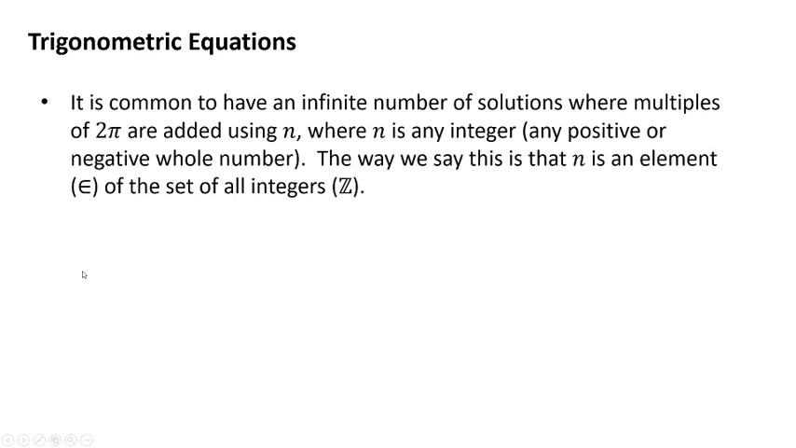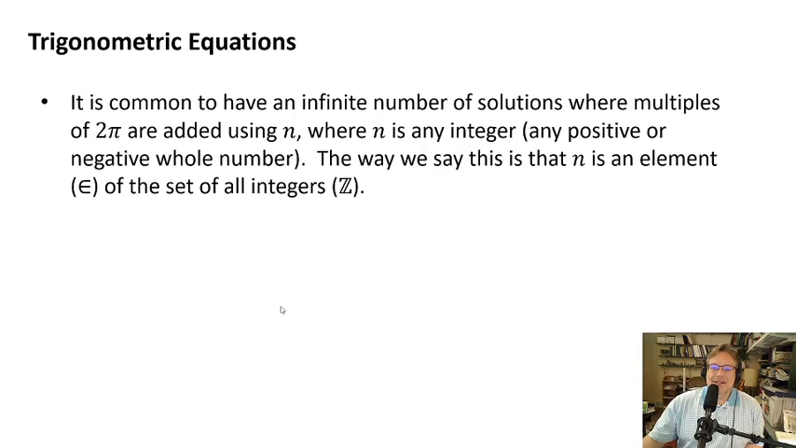All right, so here's some important things to keep in mind here. It's common to have an infinite number of solutions where multiples of 2 pi are added using n. Just keep in mind also, some of these functions have a period of pi. Remember, tangent doesn't have a period of 2 pi, it has a period of pi, and so you'll be adding positive or negative multiples of pi, not 2 pi for that.